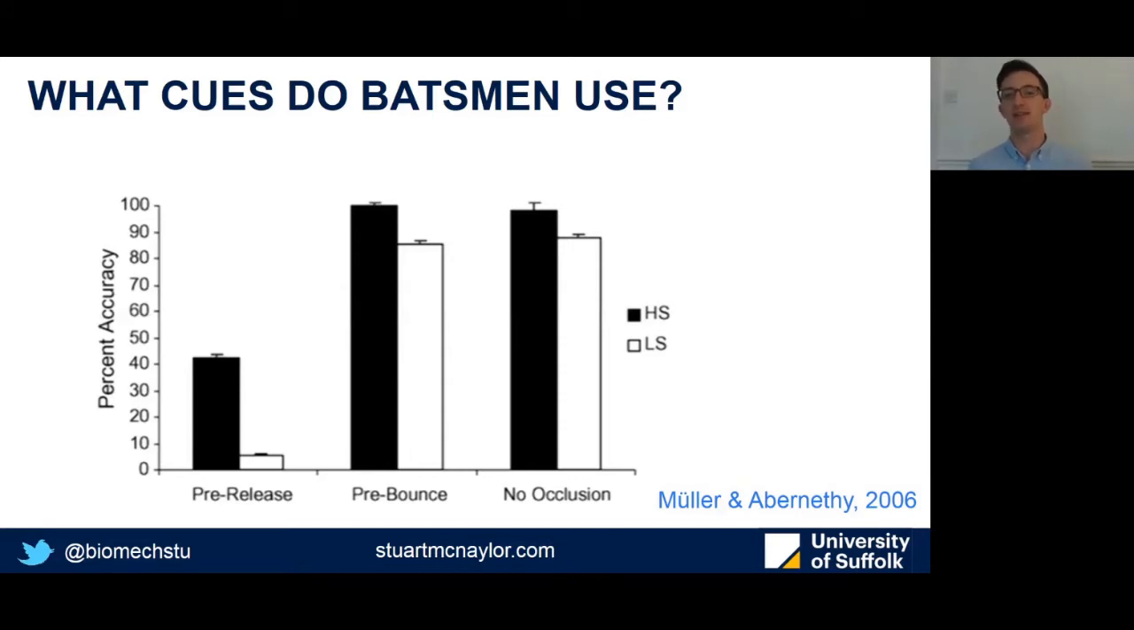However, when vision is occluded before the ball is even released, we see that highly skilled players are still able to contact the ball some of the time. And this tells us that they are able to use information before the ball is released to inform their shot selection and their subsequent execution of their movement solution. So, for example, this could be information from the run-up of the bowler or the bowler's kinematics prior to them releasing the ball.